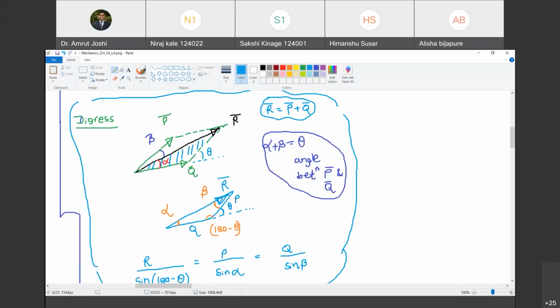So what is the length of this side of the triangle? It is the magnitude of Q bar, which is denoted by Q. Happy? Yes. What is the length of this side of the triangle? It is the magnitude of P bar, which is denoted by P. Happy? Yes. And what is the length of this diagonal? It is the magnitude of the addition of P bar and Q bar, and it can be denoted by letter R.